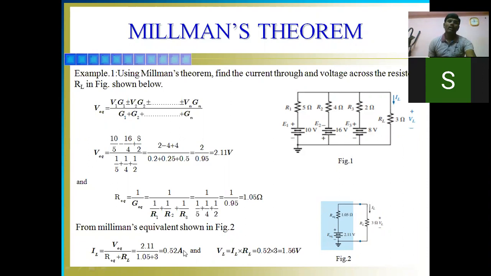amps. Okay, and he also asked to find the current flowing through and voltage across resistor RL. So after finding the current flowing through RL, we can find the voltage across RL. So VL is equal to IL into RL, which is equal to 0.52 into 3, which is equal to 1.56 volts. Okay, so this is the way to apply Millman's theorem for any circuit.